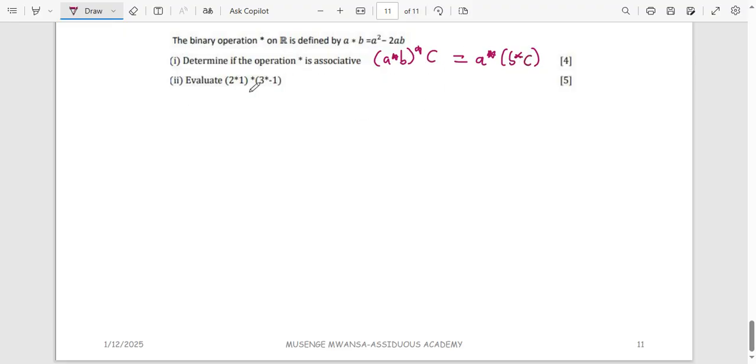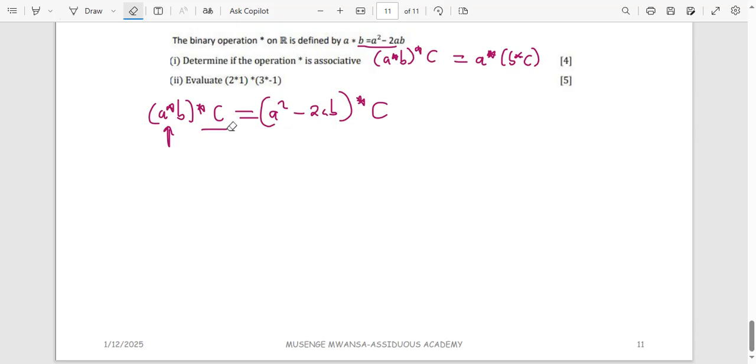So let's start with the first part of the equation. We want to prove that a star b star c. So let's first find a star b star c. Remember, a star b we've already been given here. That is a squared minus 2ab. So where there is a star b, I have put this. But remember this one now, star c. Does that make sense, or have I left out someone?